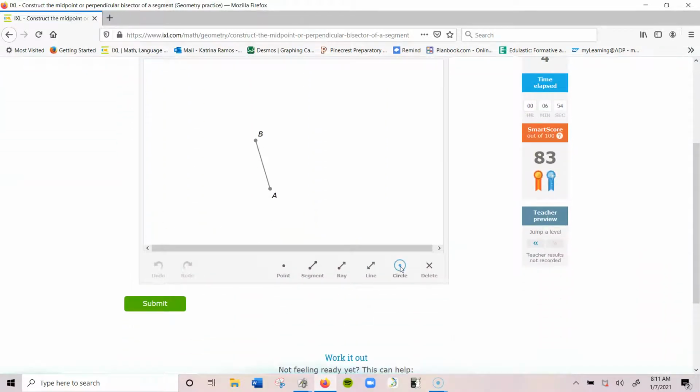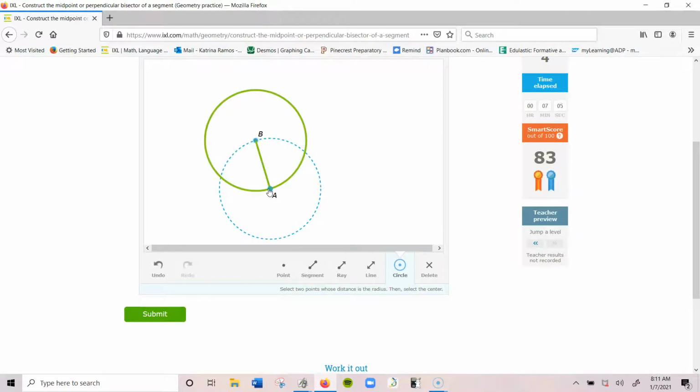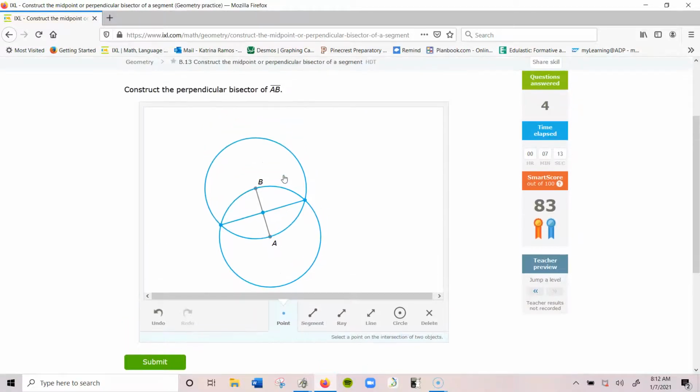Let's try that one more time. So a circle, go from B to A. We're going to center it at B. Then do another circle, B to A. You center it at A. Select the segment where they intersect. And then the point would be right in the middle.